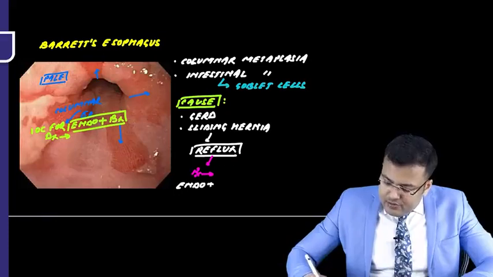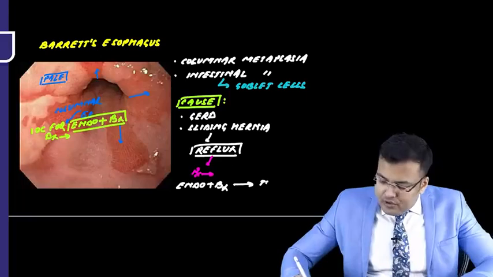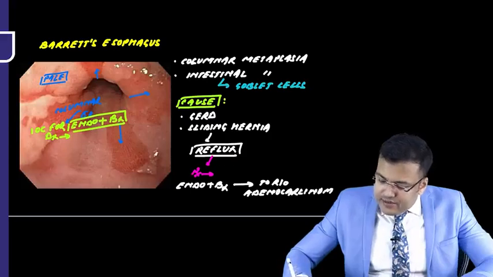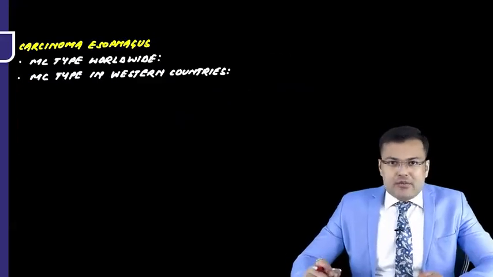And why should we perform endoscopy with biopsy every 1 to 2 years? To rule out adenocarcinoma, because it is a risk factor for adenocarcinoma. Now in detail we are going to discuss carcinoma esophagus.